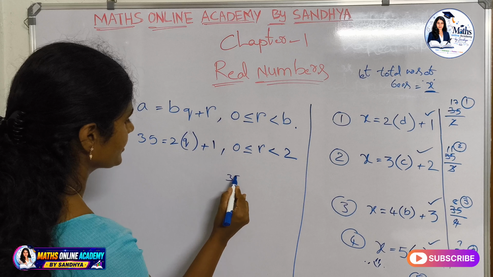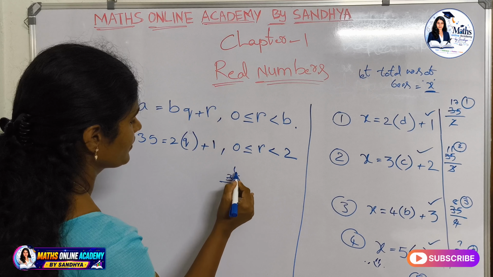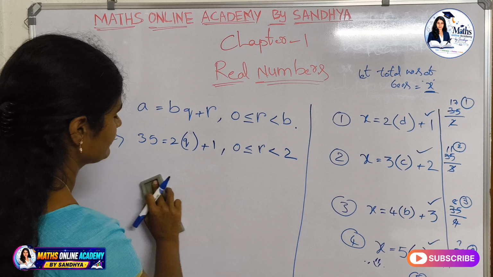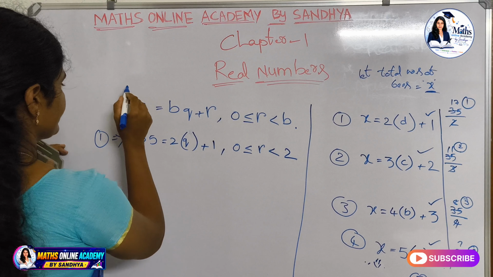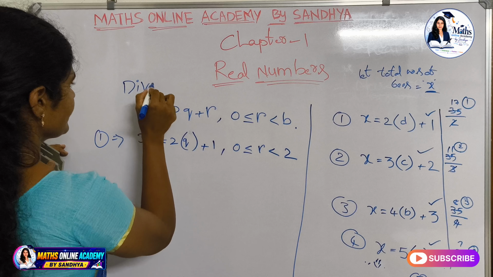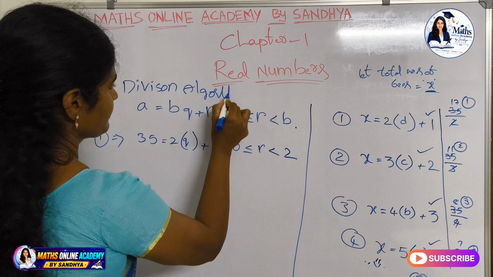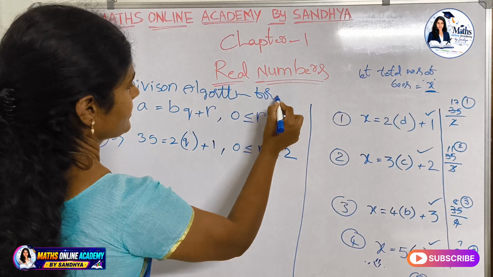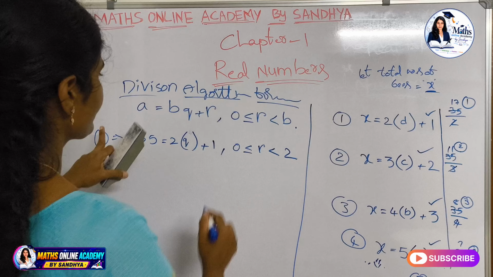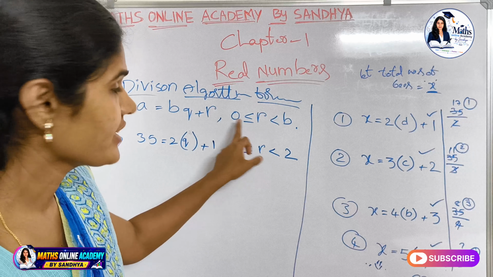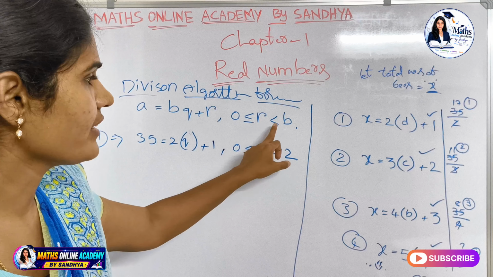Here 35 by 2, 17. Q equal to 17 here. Division algorithm formula. The famous division algorithm formula: A equal to BQ plus R, and R has the condition 0 less than or equal to R less than B.